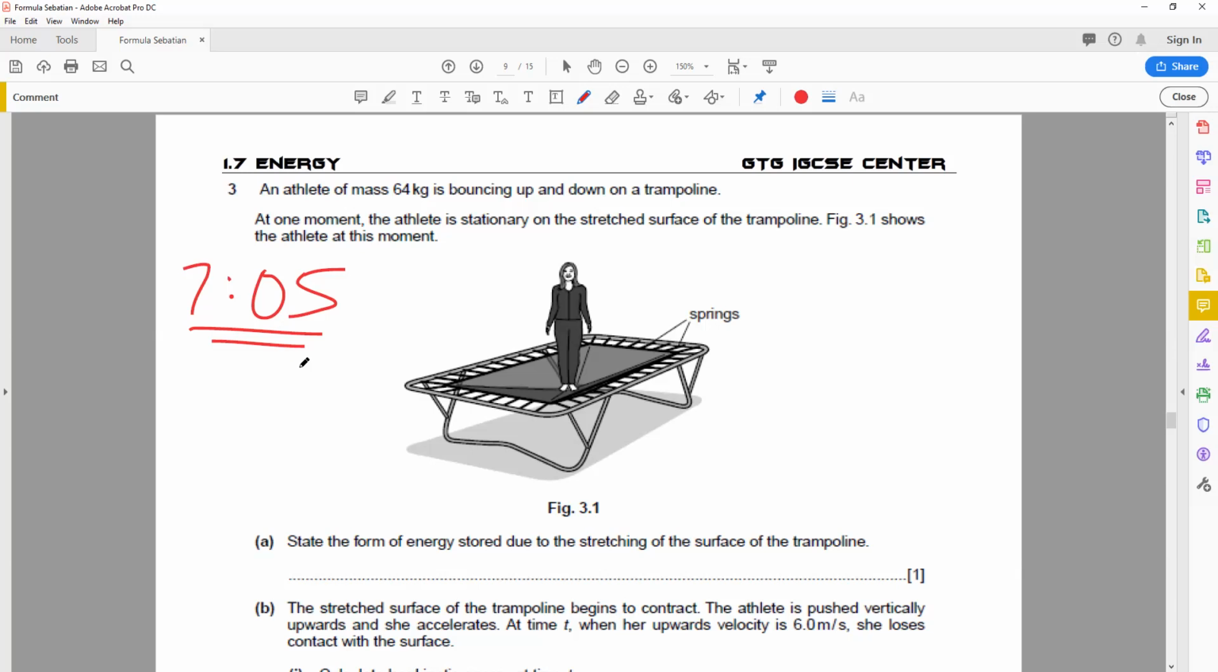Throw it. Converted into gravitational potential energy, so. Then how are you going to convert it? How are you going to find the maximum distance, which is your maximum height?